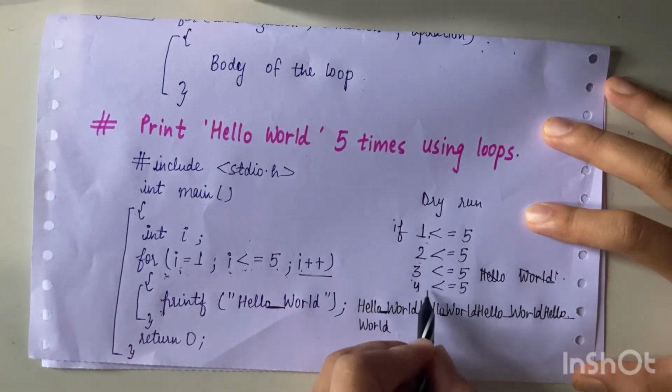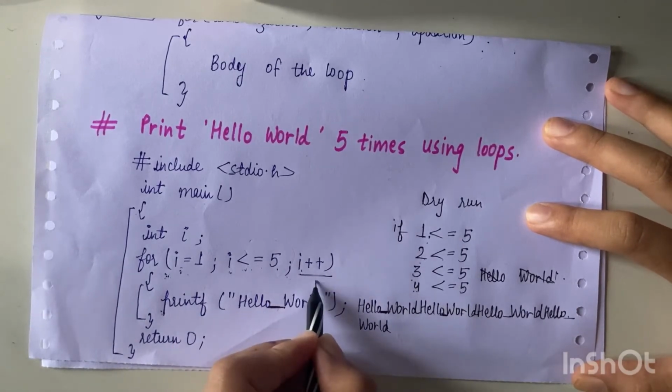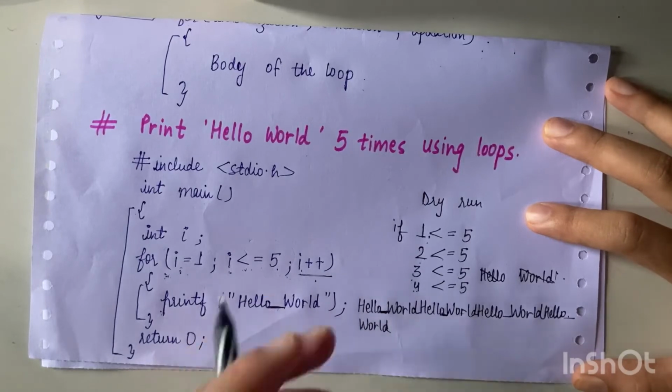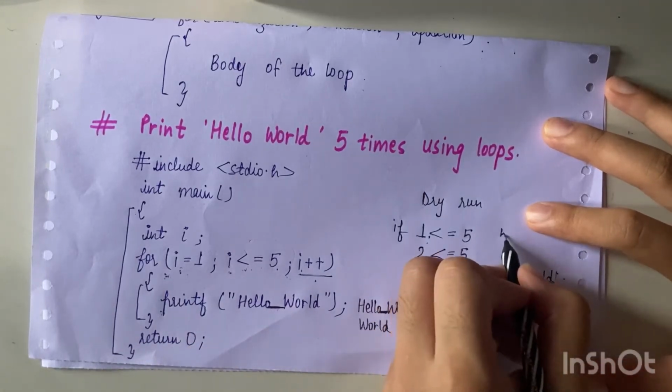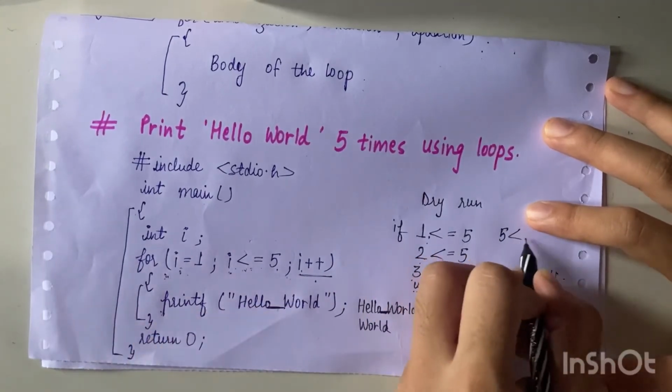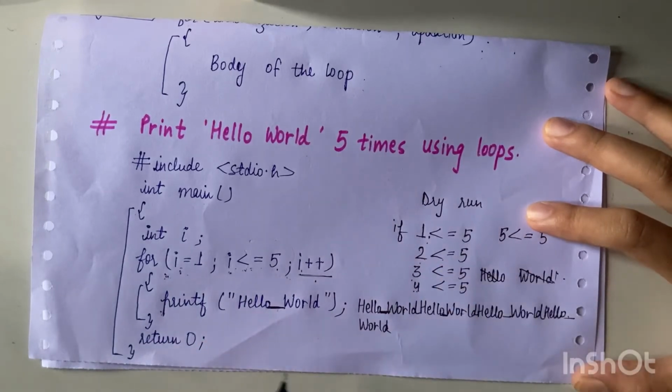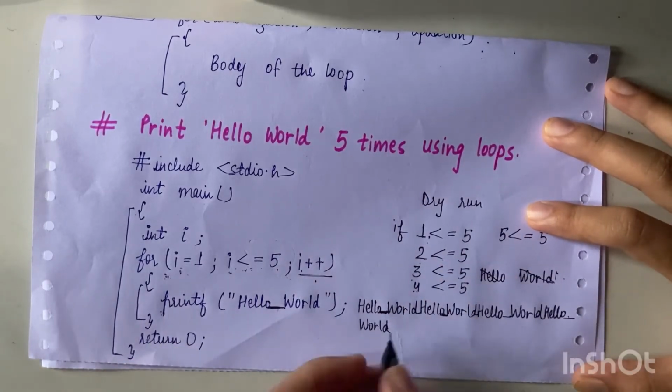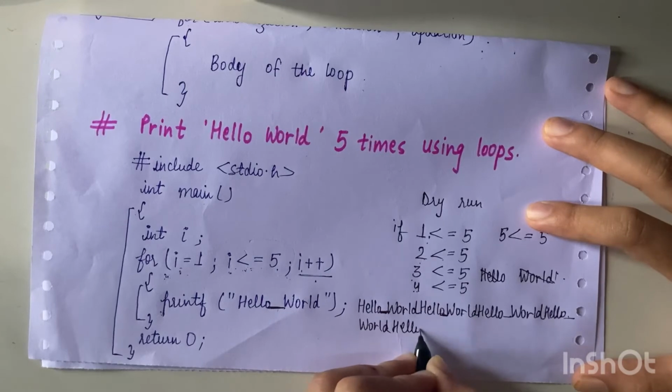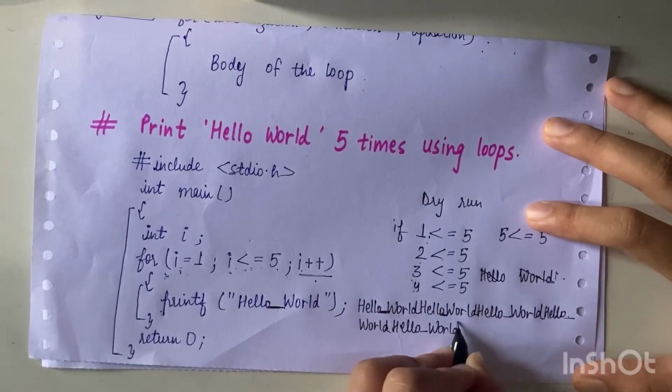I was 4 before, then it will be i equals i plus 1, that is i equals 4 plus 1, that is 5. So this condition, 5 less than or equal to 5, is true. It will get inside the loop and it will print hello world.